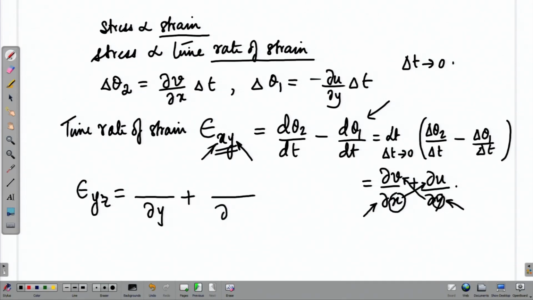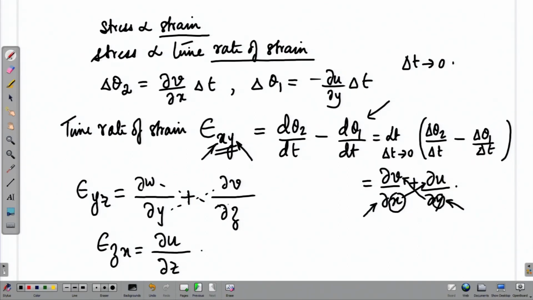Epsilon y z, when we write it down, we will follow this. So, we have done the denominator. Now, for the numerator, connecting it with z, we should have a del w here, connecting with y, we should have a del v here. That is how we write it. Similarly, epsilon z x. So we have written expressions for the different components of the strain. Like you have seen for angular velocity or curl of the velocity, the time rate of strain is also dependent solely on derivatives of the velocity components.